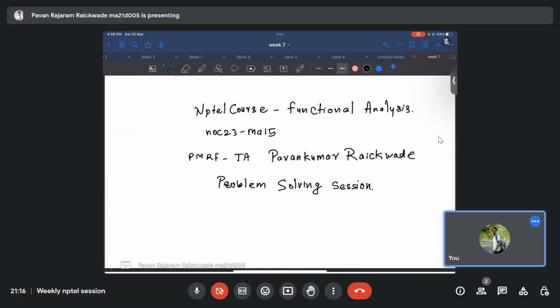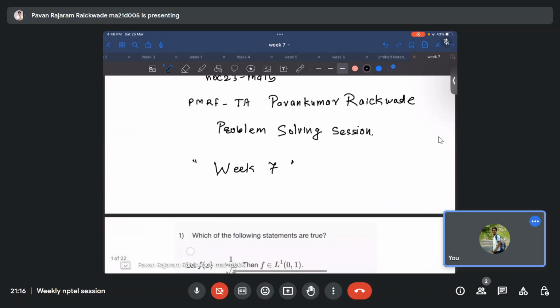So this is the problem solving session on the course Functional Analysis NOC 23 MA 15, and we are on week 7 now. I'll be solving some sample problems here on the assignment so that it will be helpful for you to solve the whole assignment. Okay. Let's go.